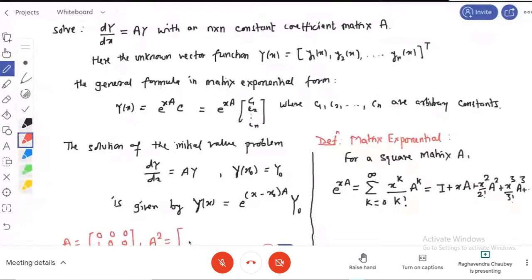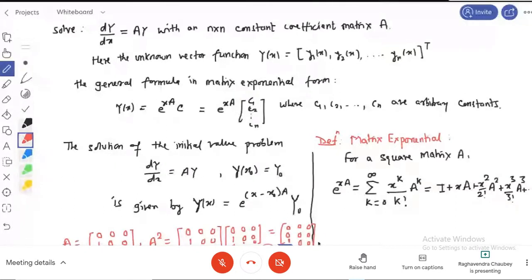A square means the matrix multiplied by the same matrix. What is A square? The first row gives 0, 0, 0. Second row, if you multiply, this into this is 0, 0, 0, and the last one is 1, here this is 1, and 0 and 0. This is your A square.